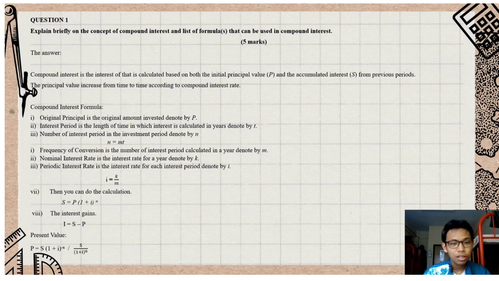And you can do the calculation. S equals P times bracket 1 plus I close bracket to the power of N. The interest gained, I, equals S minus P. For the present value, P equals S times bracket 1 plus I close bracket to the power of negative N, or S over bracket 1 plus I close bracket to the power of N.